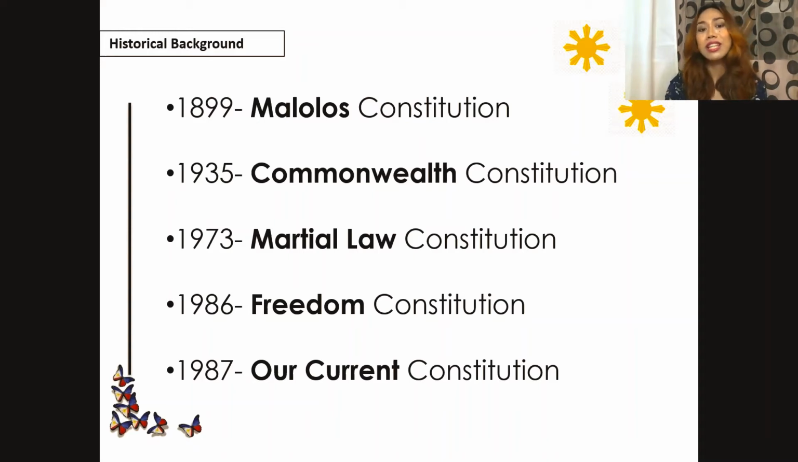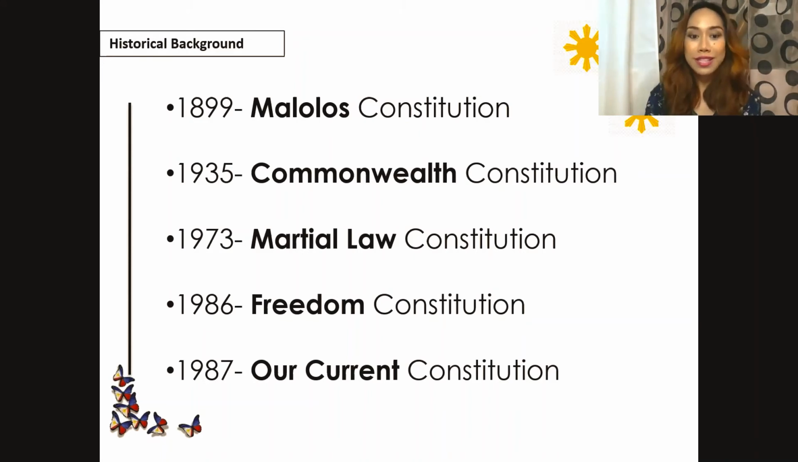So basically, in the 1986 Freedom Constitution, President Corazon Aquino was given the power to reorganize the Philippine government, and at the same time, she was given the power to remove some government officials whom she thought were corrupt and who were connected to the Marcos family or to the Marcos government at the time.